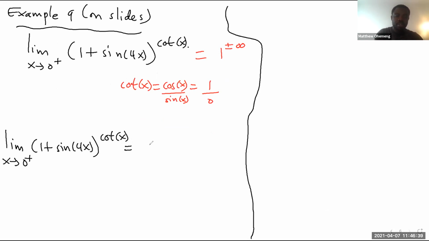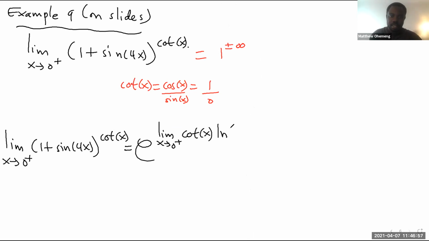Will then become what? E to the what? Write the limit again, the same limit. The exponent function, cotangent of x. And then what else? The ln of what? The base function. The base function is 1 plus sine of what? 4x.